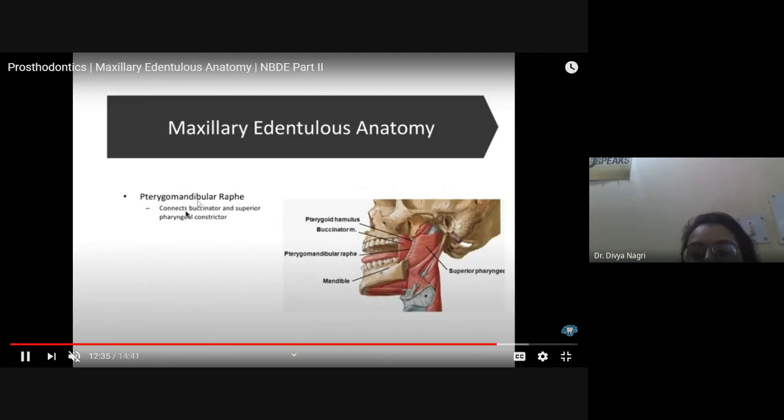Then is the pterygomandibular raphe. If you can see, it connects the buccinator muscle and the superior constrictor muscle. If you see from the name, it is going from the pterygoid hamulus and getting inserted in the mandible. And it is a fibrous band, so that is why it is known as the raphe.